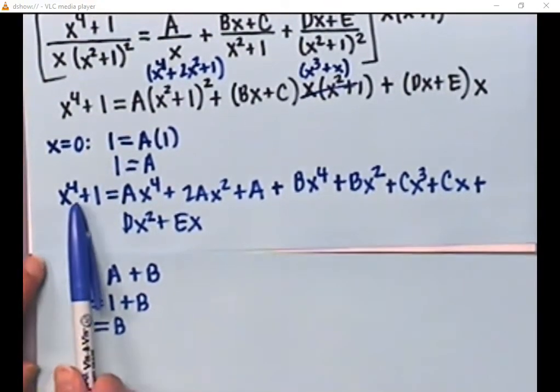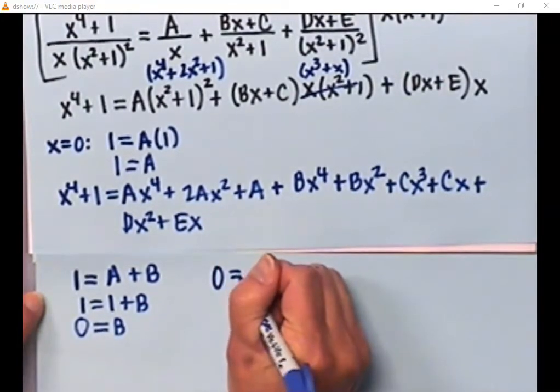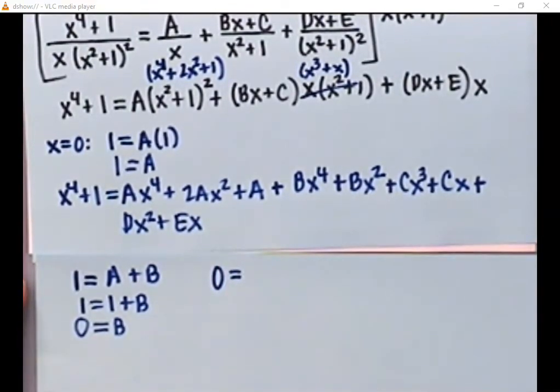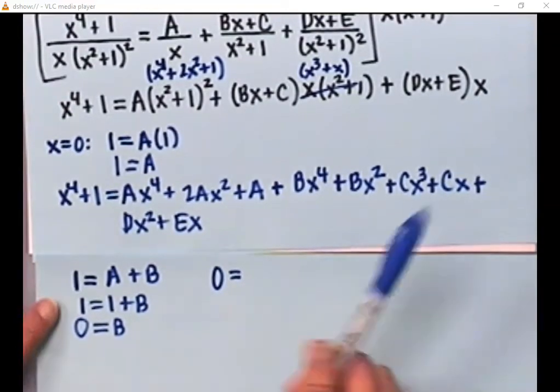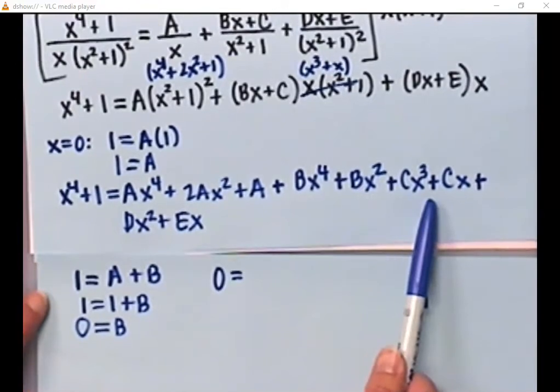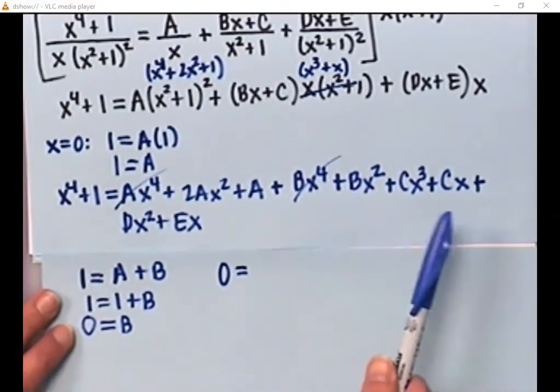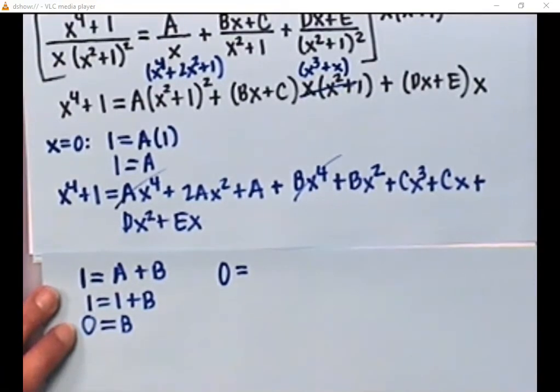What is the x cubed term on the left? 0. What are the x cubed terms on the right? I only see c, right? Is that the only one with x cubed? I already used x to the 4th, so I'll cancel those out. I think that's the only one, right? So what does 0 have to equal? C. So c has to be 0. That's from the x cubes.